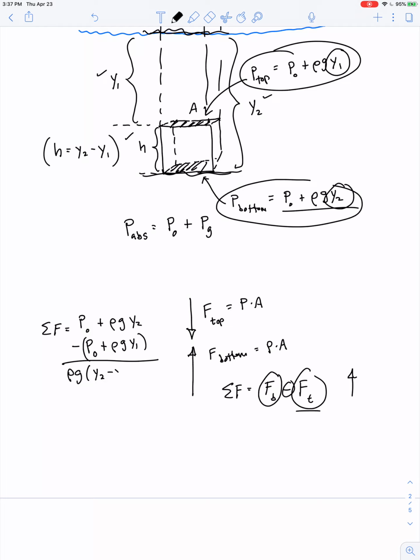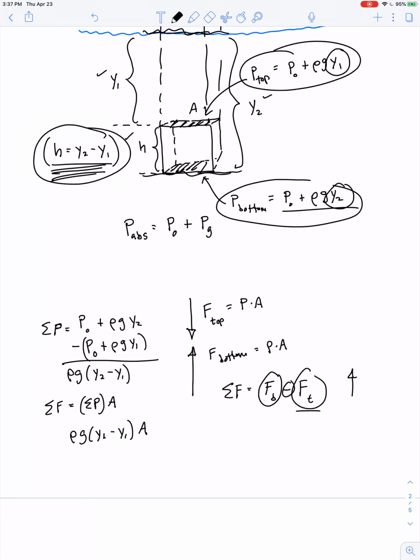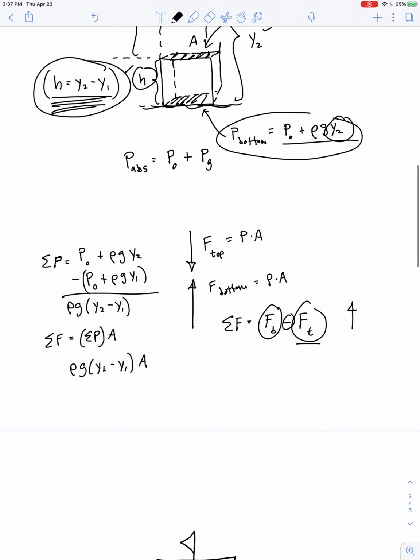y2 minus y1. Now wait a minute, I haven't found the net force here, I've found the net pressure right here. To get net force, I have to multiply the net pressure times the area. So we get rho g times y2 minus y1 times area. But as we said earlier, y2 minus y1 is just the height of this object. So we get the net force is equal to rho times g times h times A.